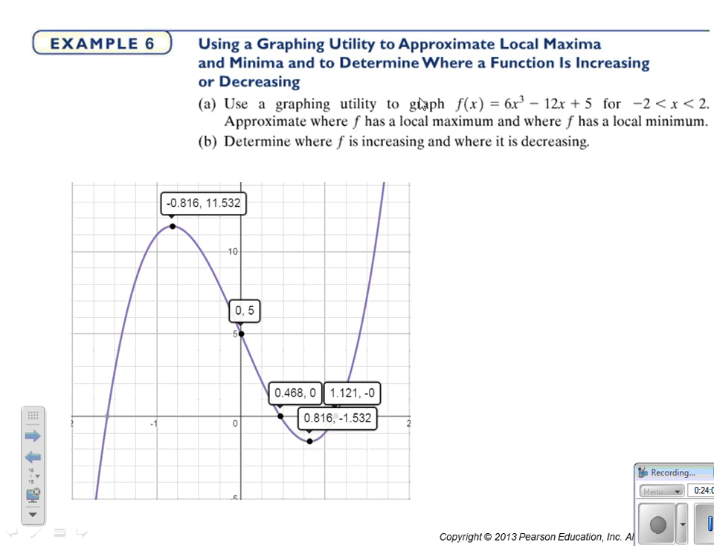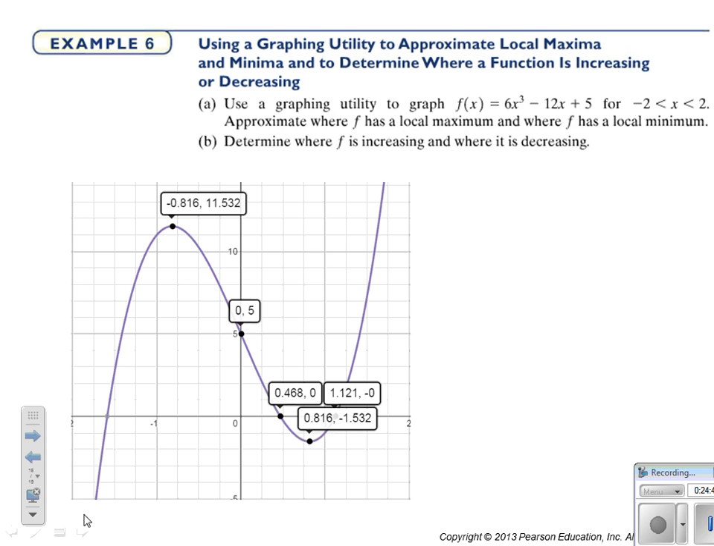All right, so between negative 2 and 2, I have a local maximum here at negative 0.816 for my x value and 11.5 for my y. I have a local min here at 0.816 for my x and negative 1.5 for my y.